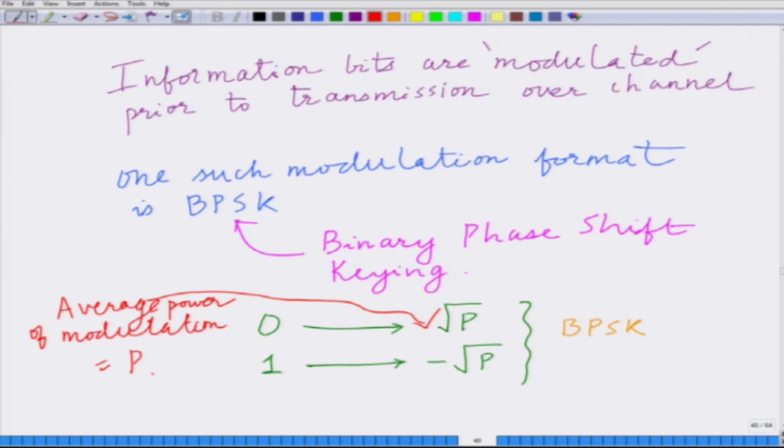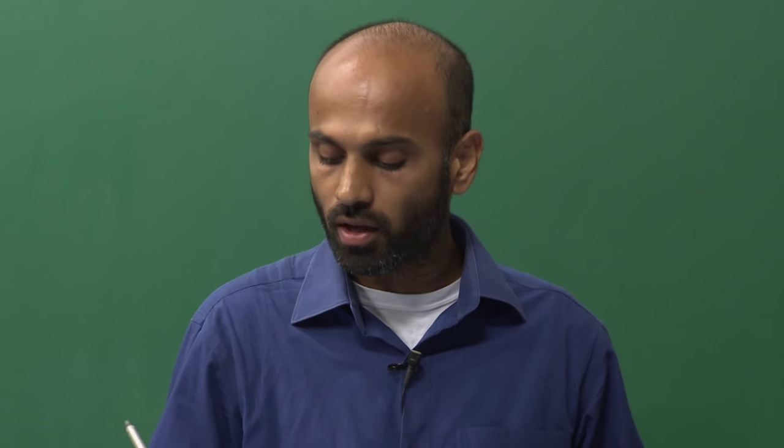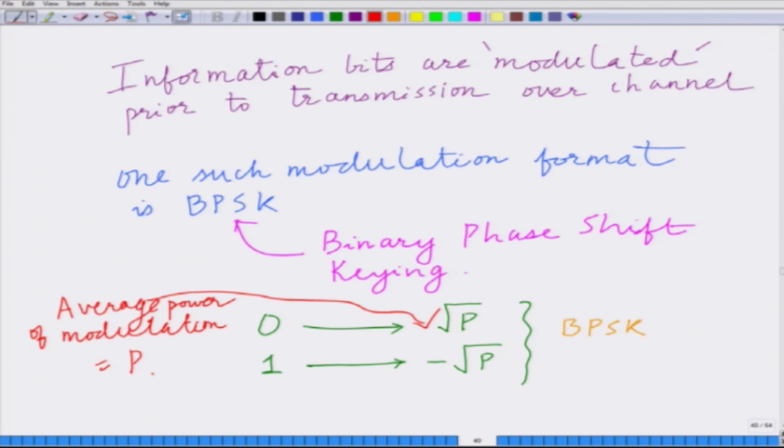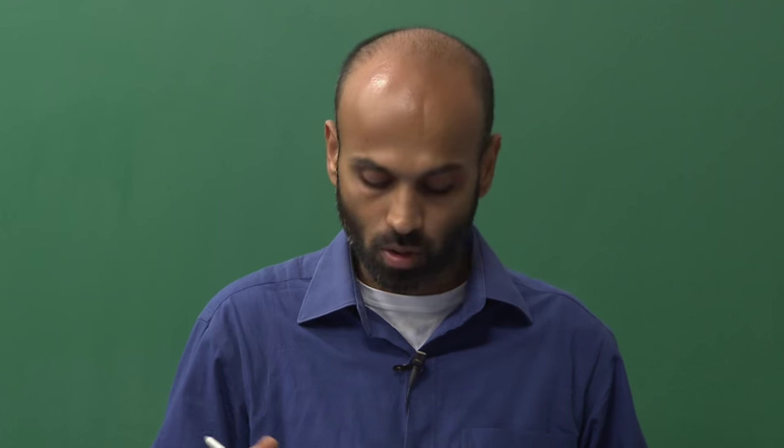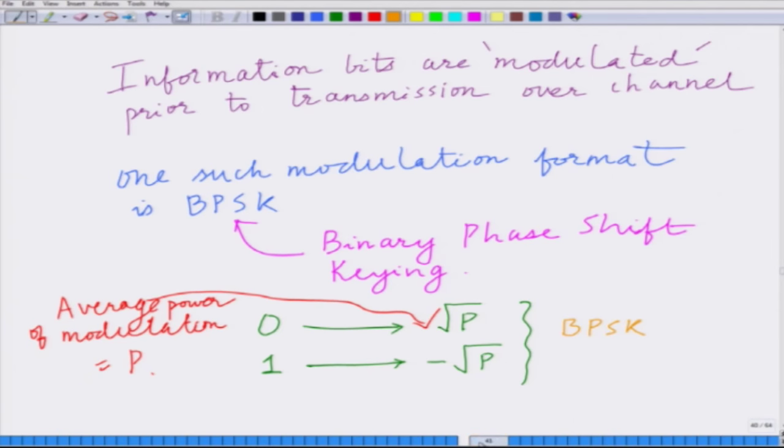And at the receiver, since you receive a continuous voltage level corresponding to the transmission of plus square root of p or minus square root of p, we have to design an appropriate detector at the receiver. One such simple detector, looking at the symmetry in the transmitted symbols, is the following. If the received symbol is greater than 0, then we map it to 0, because it corresponds to a positive voltage level. If the received symbol is less than 0, that means it corresponds to a negative voltage level, then we map it to 1.